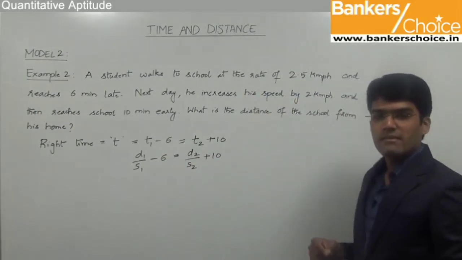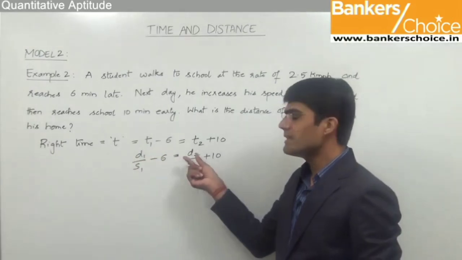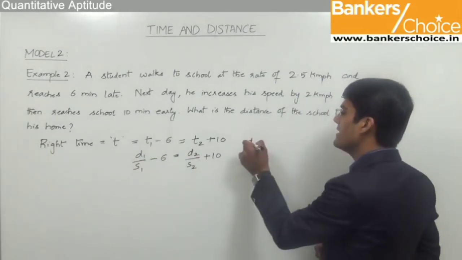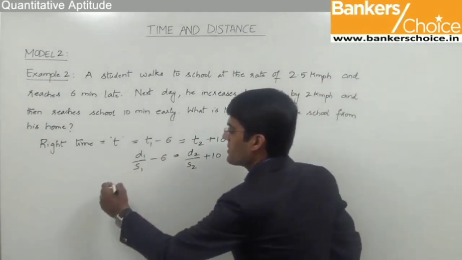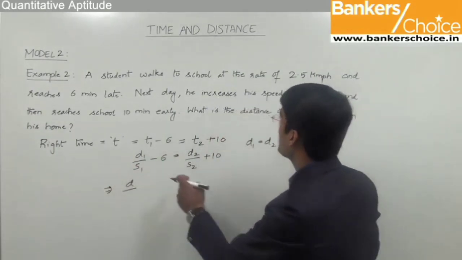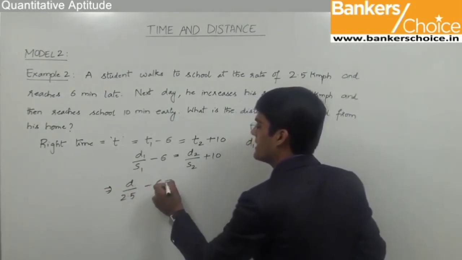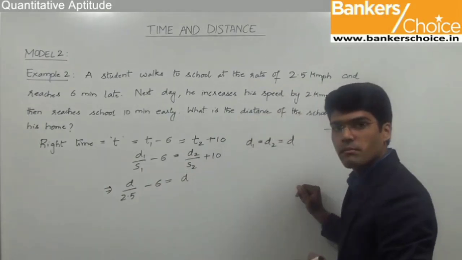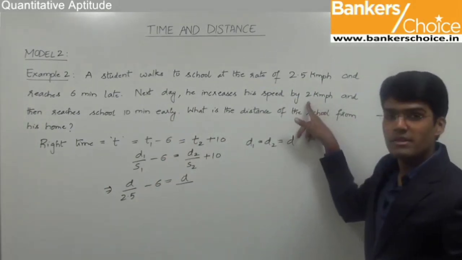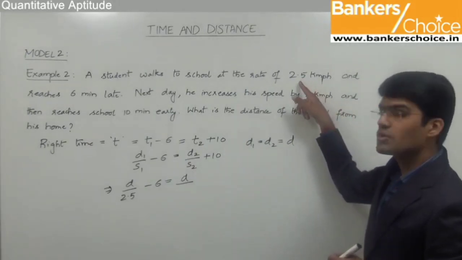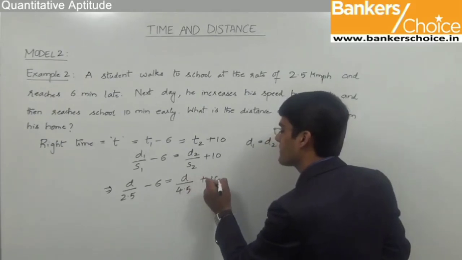Now, in both the cases, the student travels from his home to his school. That means very clearly d1 is equal to d2. So let us assume that d1 is equal to d2 and let us take it as d. So we can now substitute d1 as d divided by the speed in the first case, 2.5, minus 6. And in the second case again, distance d2 is nothing but d divided by the speed in the second case, which is increased by 2 kilometers per hour. That means the second speed here is 2.5 plus 2, 4.5 kilometers per hour, plus 10.